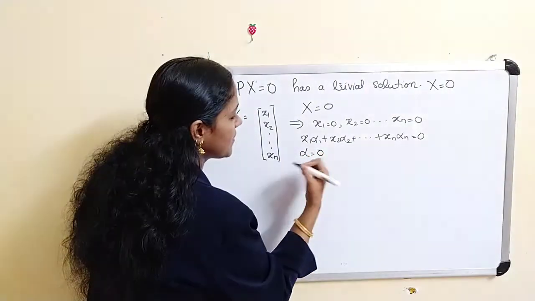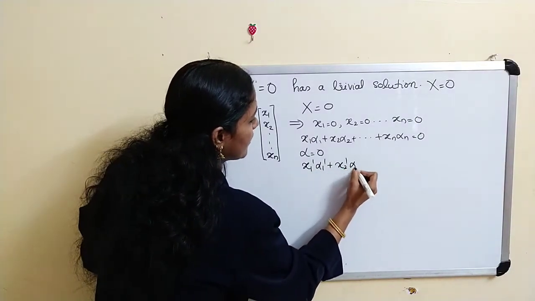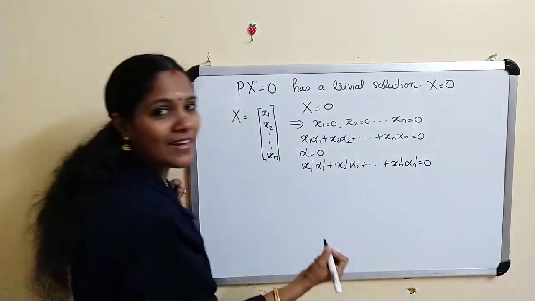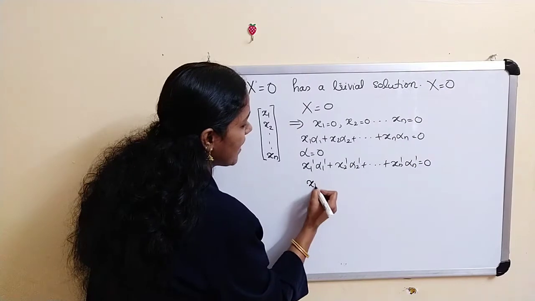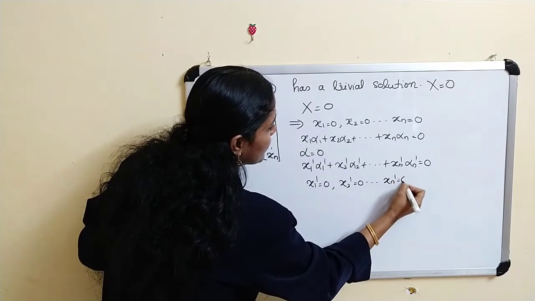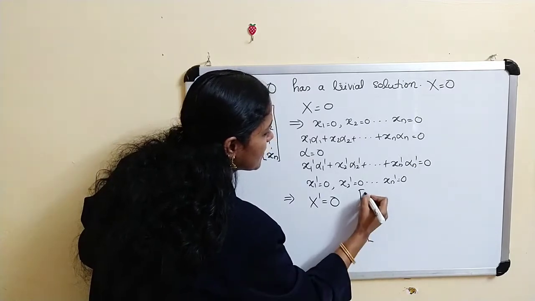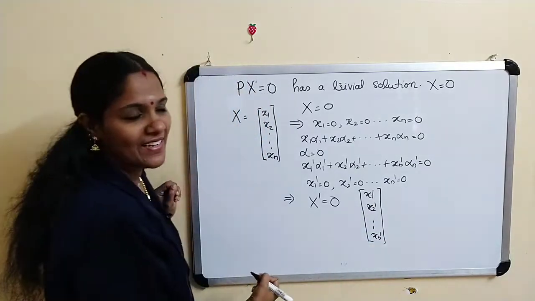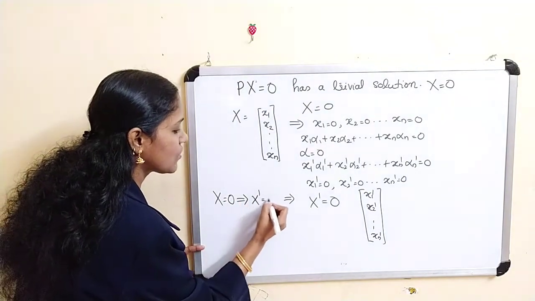Alpha equal to 0 means another representation for alpha is x1 dash alpha 1 dash plus x2 dash alpha 2 dash plus etc. plus xn dash alpha n dash is equal to 0. But the alpha j dash are an ordered basis, linearly independent, therefore this equal to 0 implies x1 dash equal to 0, x2 dash equal to 0, etc., xn dash equal to 0. This implies our matrix capital X dash, x1 dash, x2 dash, etc., xn dash, is equal to 0. Okay, thus we get x equal to 0 implies x dash equal to 0.